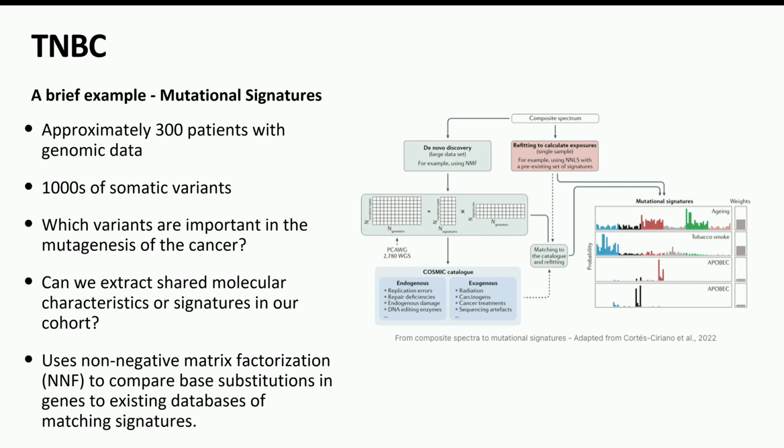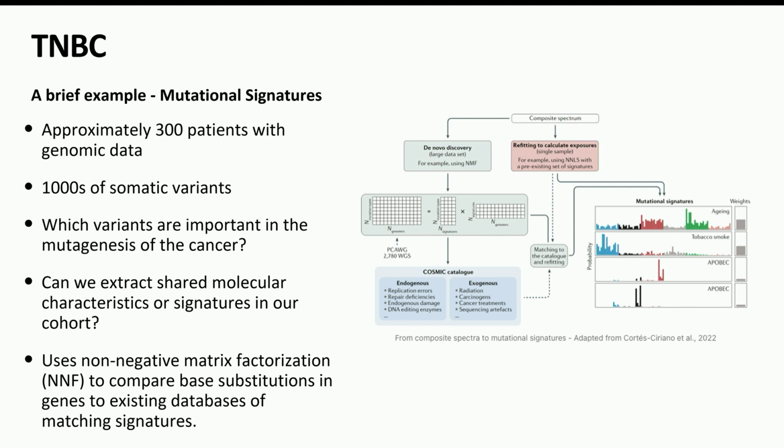One example we've used so far, where we're explaining a biological feature from many different features or data points, is looking at mutational signatures. There are thousands of somatic variants from the patients' tumors, and we wanted to know what variants are important in the mutagenesis of cancer. Can we extract these molecular characteristics or signatures in our cohort?